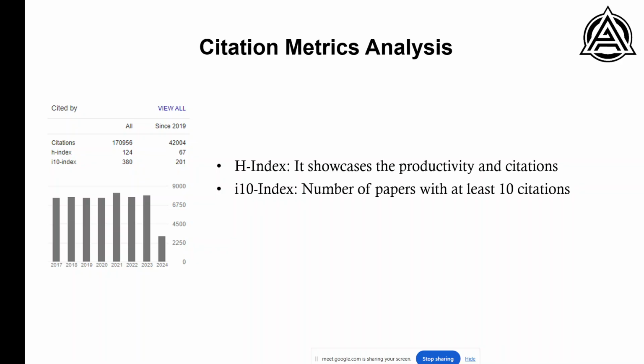So i10 is nothing but the list of papers which you have published that have received 10 or more citations. For example, if I am publishing 5 papers, out of 5, 3 papers have received 10 or more than 10 citations, then my i10 index is 3. Am I clear with this? Yes, sir. Okay, i10 is very simple.